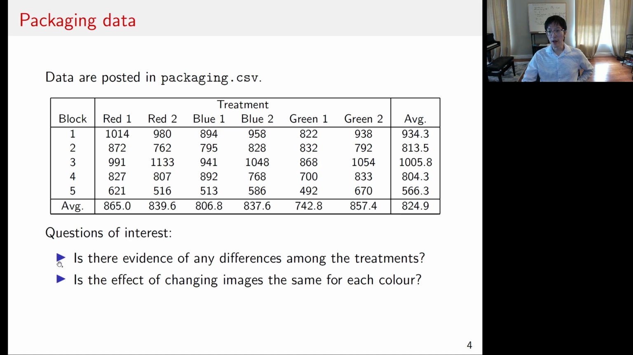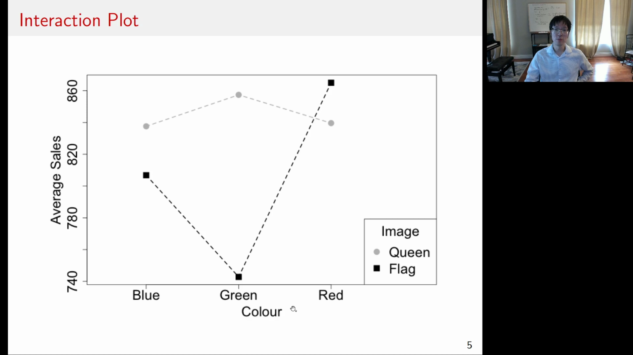And so we can ask, following the flow chart, let's first ask if there's any evidence of any difference among treatments, and then ask whether there is interaction. So in this context, interaction means this question down here. So is the effect of changing images the same for each color? So that would be interaction here. Okay, so first let's run through all the different ANOVA tables so you can see all the differences. Before we do that, we should look at the interaction plot.